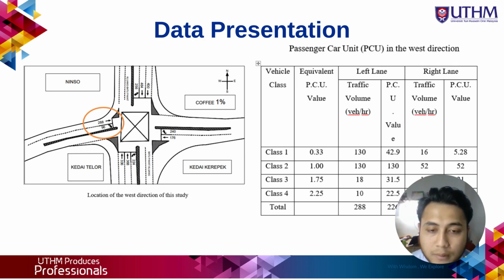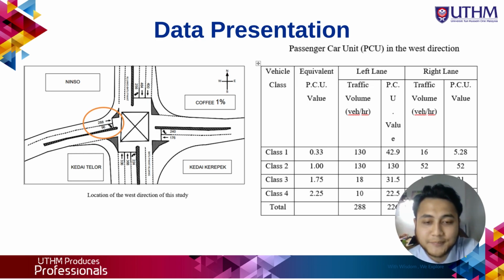Now, let's turn our attention westward onto Jalan Baru. The left lane witnessed 130 vehicles, while the right lane had 96 vehicles in the same direction.